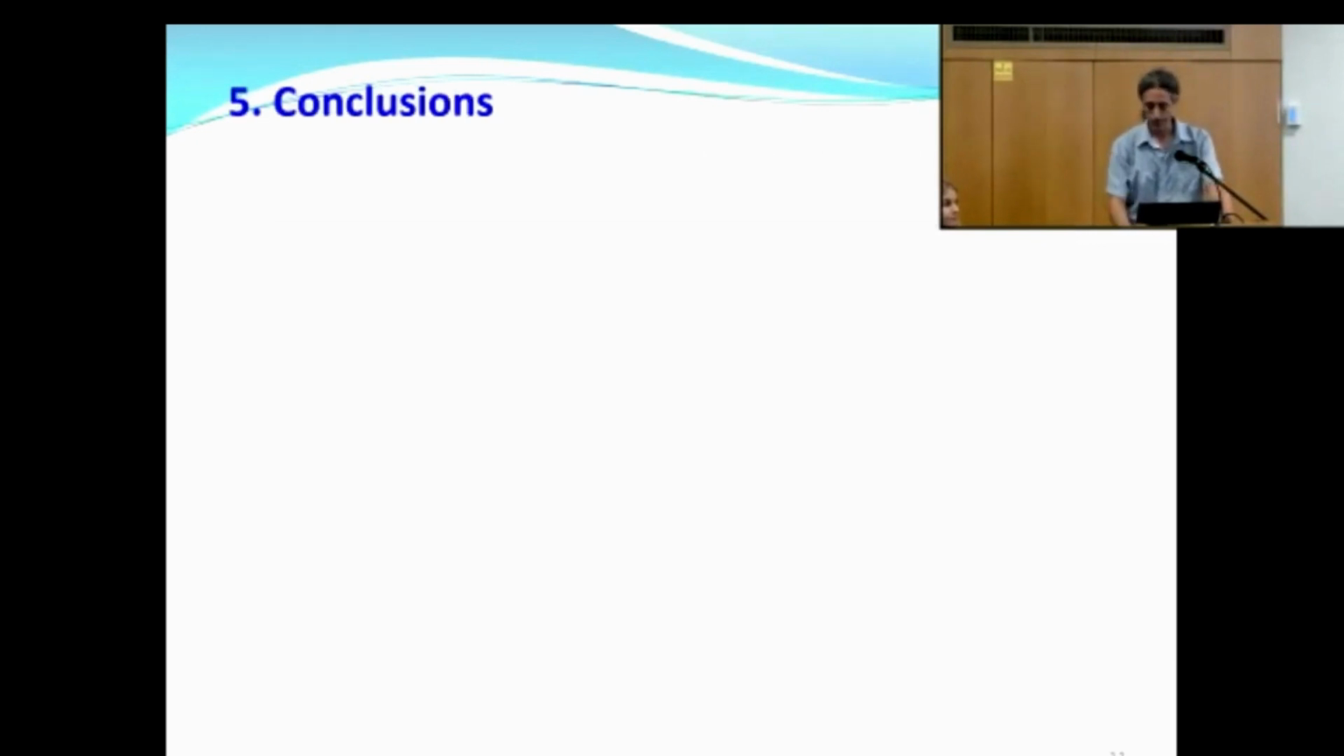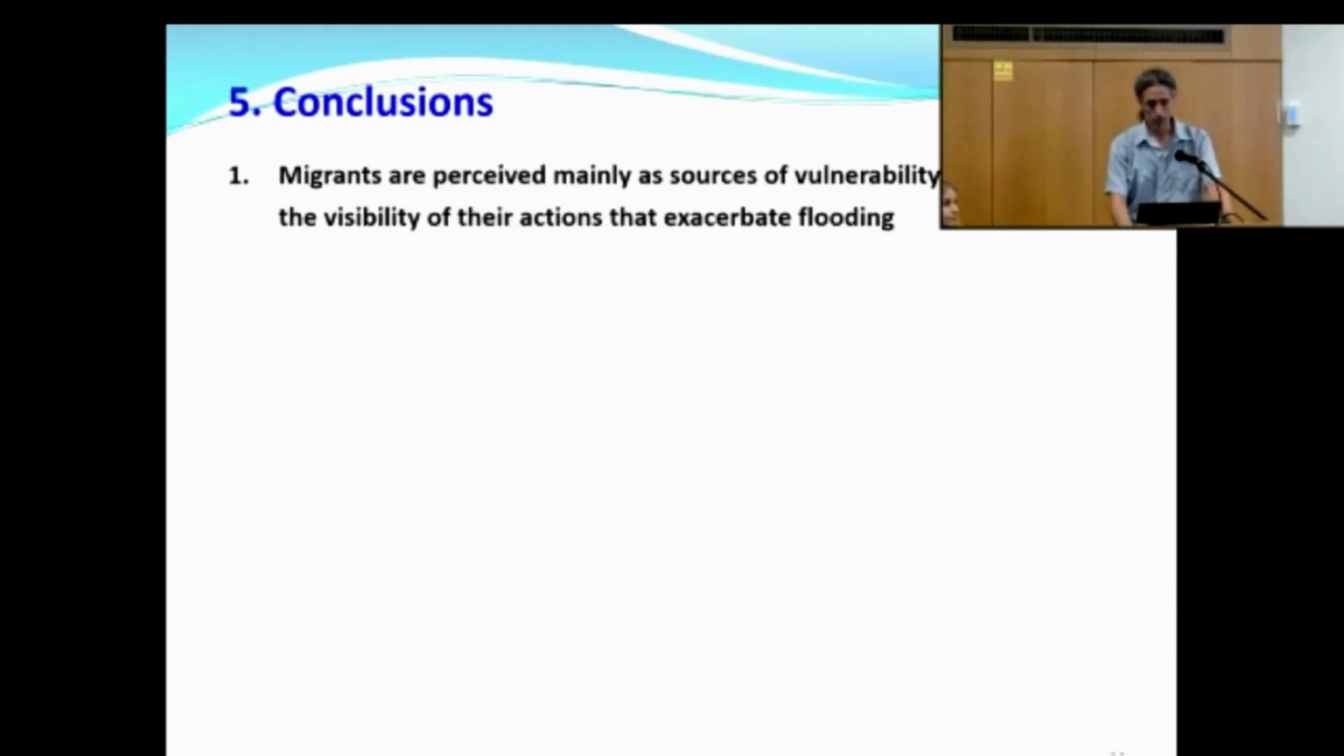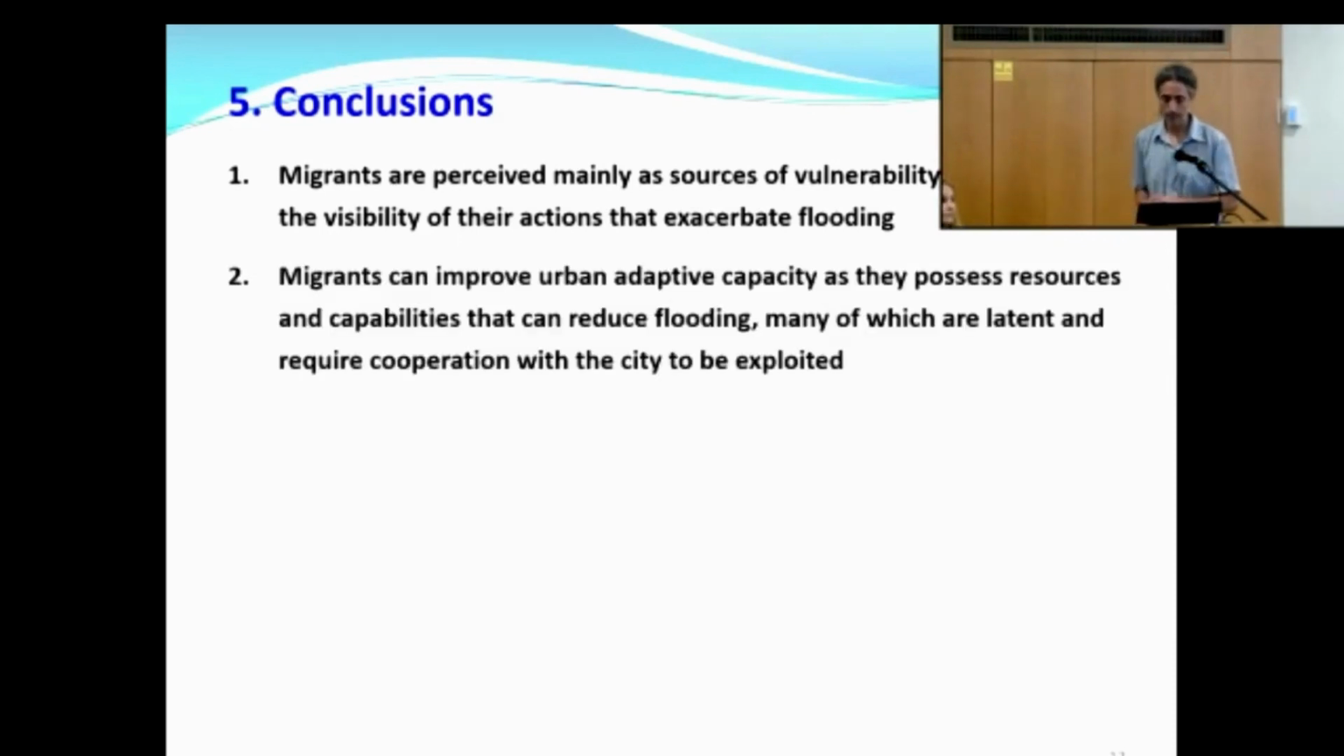So, just several conclusions to end with. We've seen that, differently from the main discourse in the literature, migrants are perceived mainly as sources of vulnerability, at least partly because their actions are visible. The negative effects of migration are visible: expansion of slum areas, conversion of floodplains to agriculture, etc. So there's a high visibility of these negative effects.